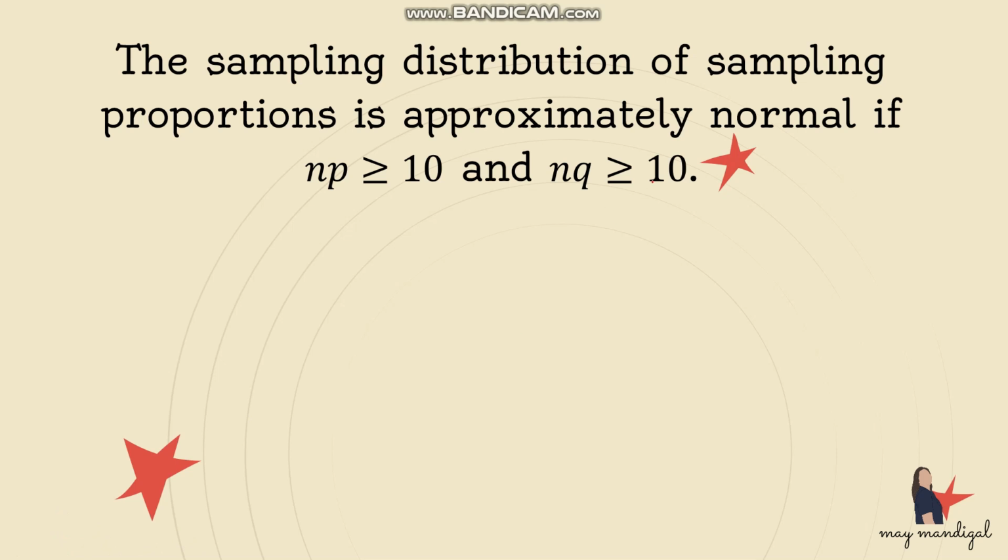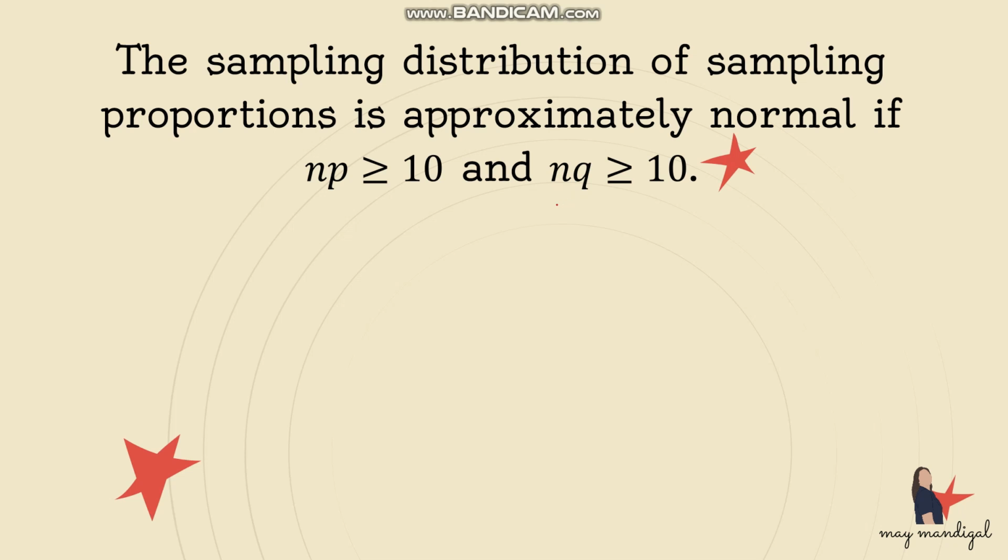Now, the sampling distribution of sample proportions is approximately normal if n times p is greater than or equal to 10 and n times q is greater than or equal to 10. So we can say that our sampling distribution is normally distributed, or we can assume that it is approximately normal, as long as if we multiply the sample size with the population proportion of success and also the sample size with the population proportion of failure, they are both greater than or equal to 10.